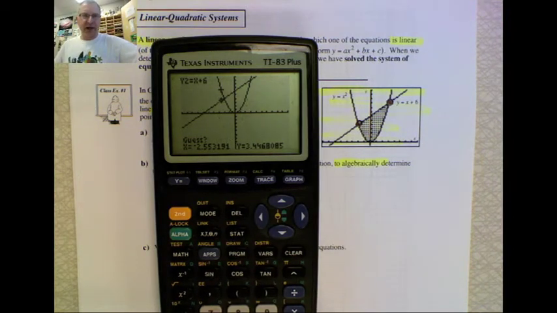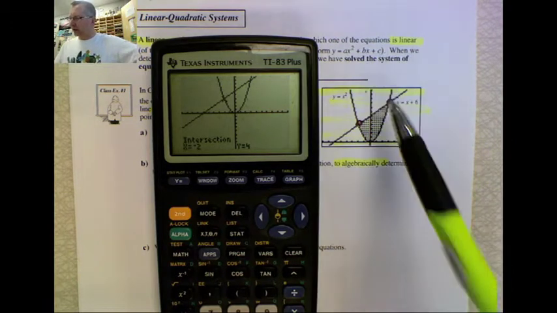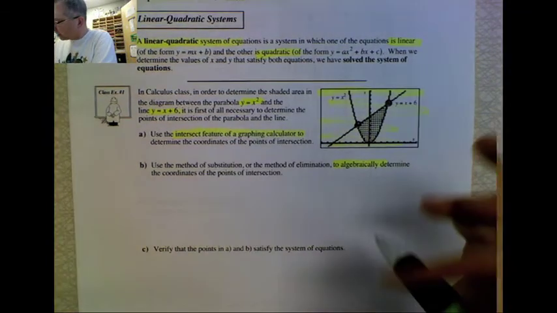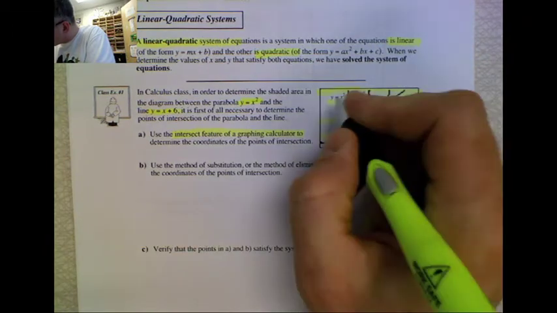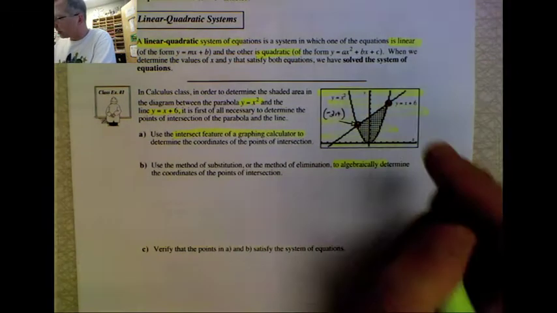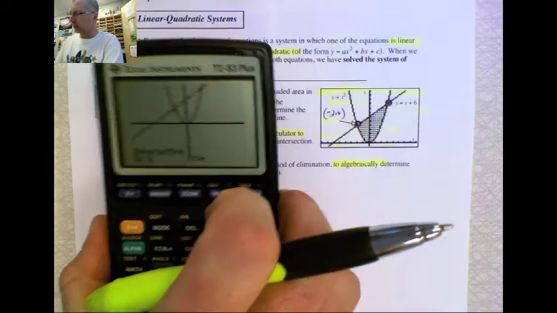When it says guess, I don't want to guess, I just want to know what the solution is. We hit enter, and our first point of intersection, this particular point of intersection on the left-hand side here, is at -2 and 4. So now we're going to find this point of intersection on the right side.